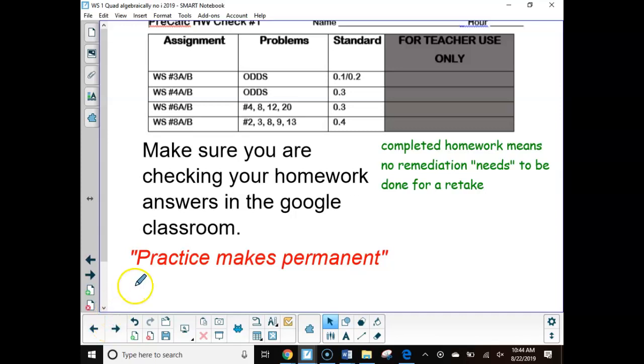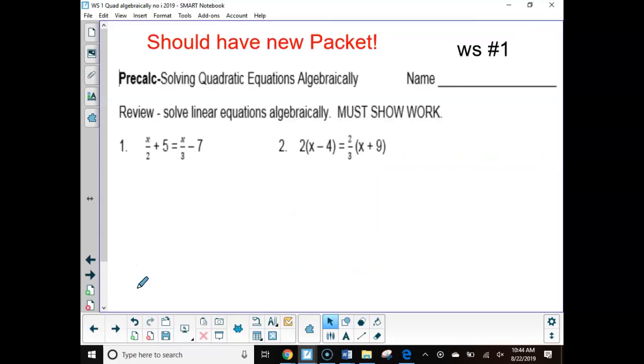Okay. We're going to start on that packet that you picked up at the door today that says Quadratics. Does everybody have the new packet? I'm going to hope my slate is charged enough here. Everybody got this one? All right, the first two are reviews. Do you need me to do one or both or neither?